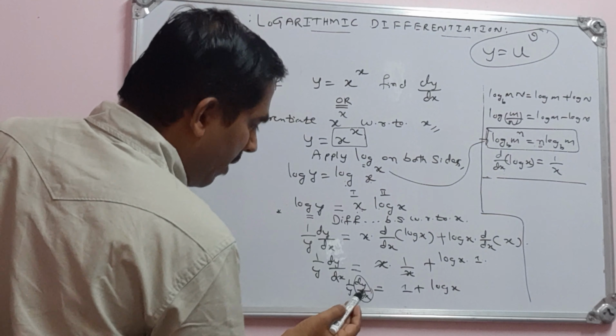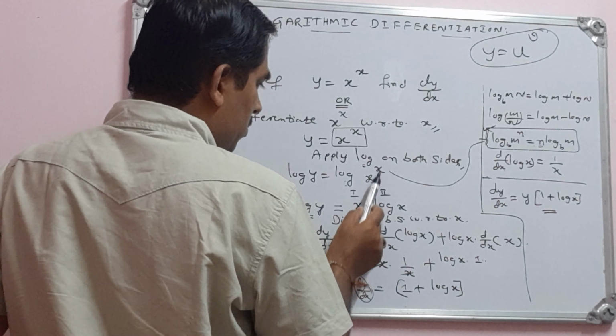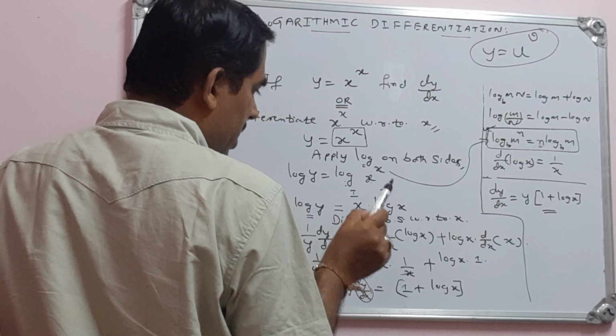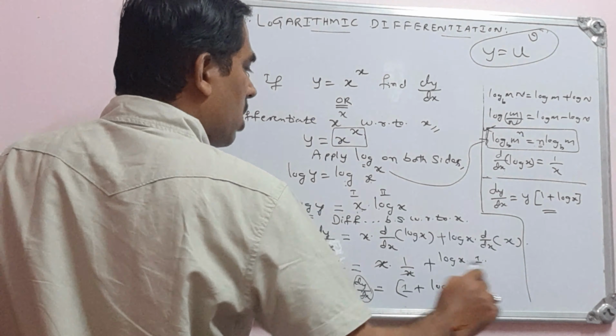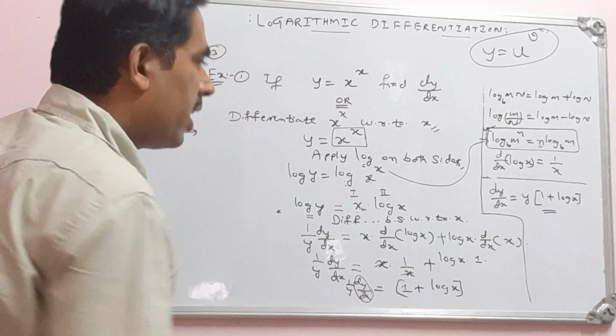Then on the right hand side, after applying log, use this property: n log m. So that is x log x, x into log x. For this, use the product rule. Then write the derivatives and solve for dy by dx. This is called logarithmic differentiation.